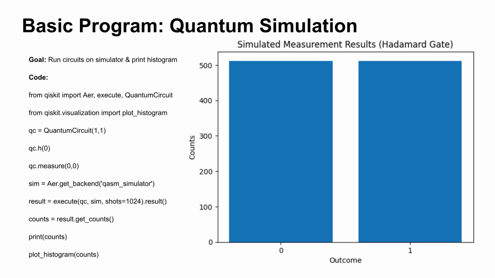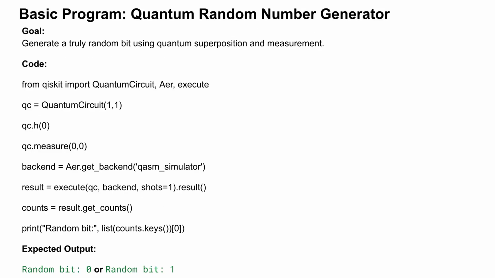We can run quantum circuits on a simulator and display the results in a histogram. Here, we run the superposition circuit 1024 times, expecting an equal distribution of 0 and 1 counts, as shown in the histogram. A quantum random number generator uses superposition and measurement to generate a truly random bit.